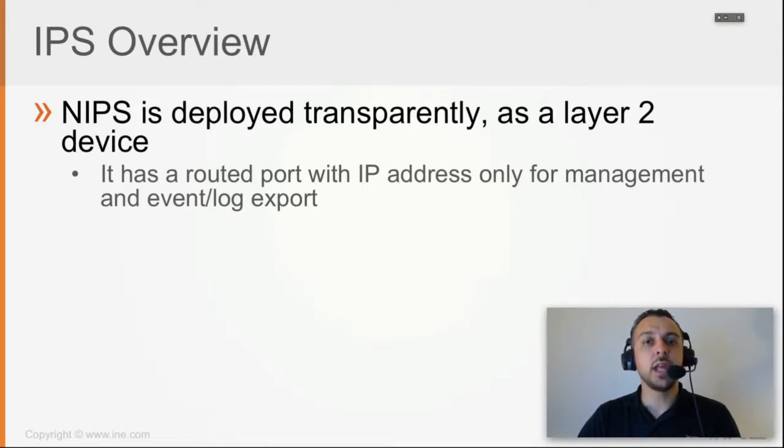The second reason is that if it doesn't have an IP address, it means it's not reachable by the attackers, so it's stealth. And the third reason is that because it doesn't have an IP address, to put the IPS inline in the network, you don't have to do a lot of changes or a lot of IP re-addressing in your network.